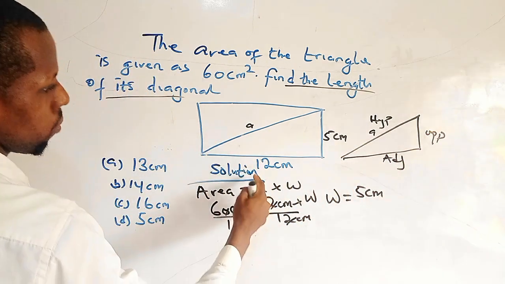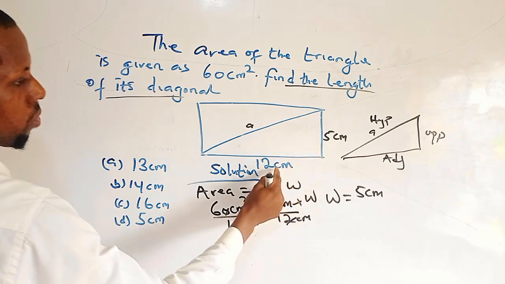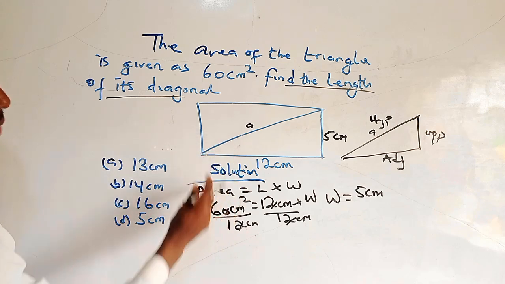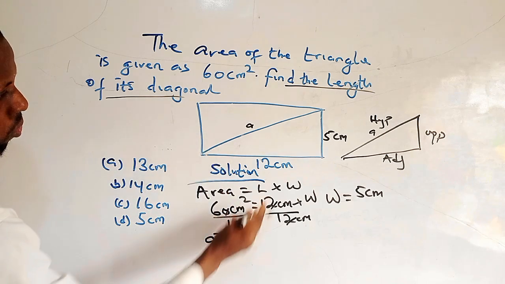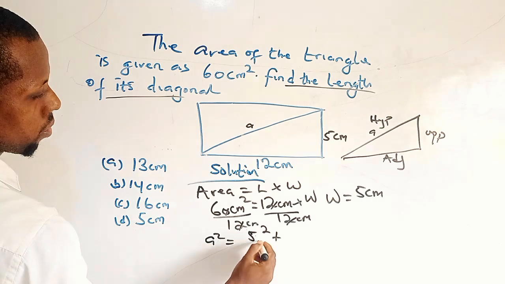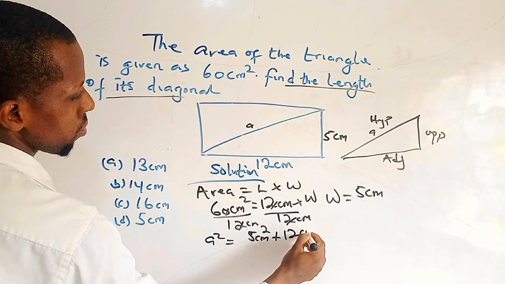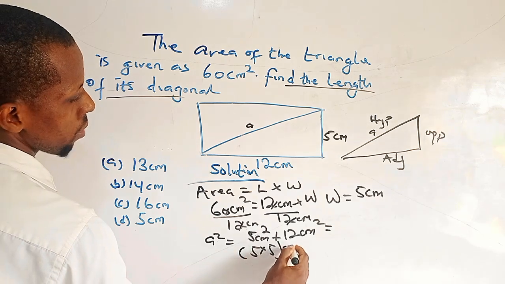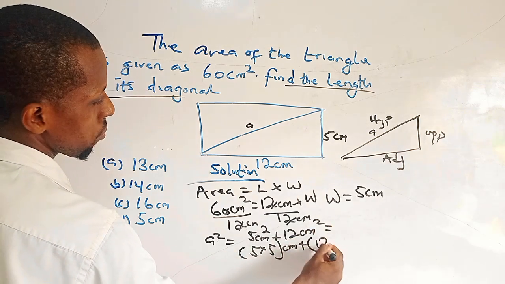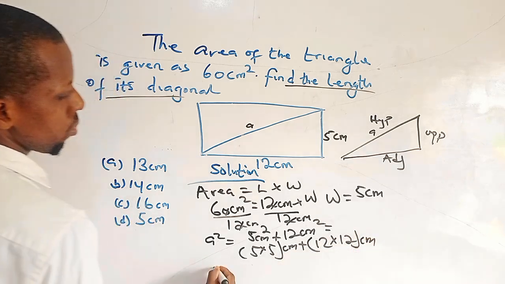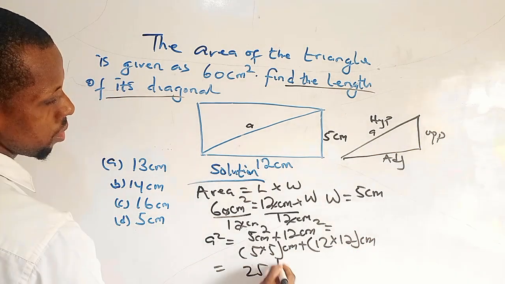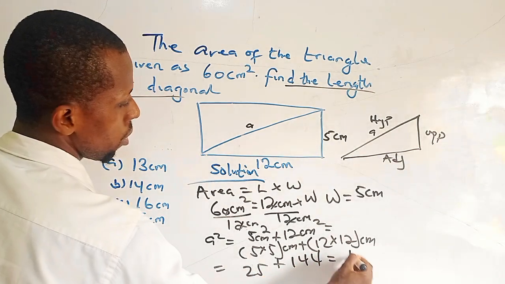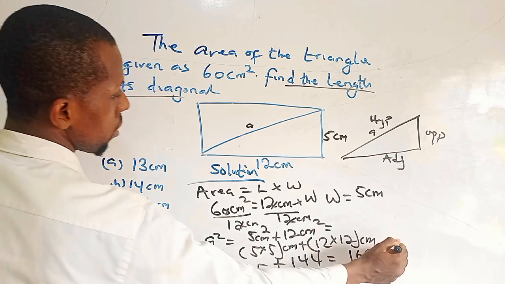So to get this now, we have to find the square of each side, sum it up and look for the square root to get the length of the diagonal. So we say A square equals 5 centimeters square plus 12 centimeters square. So 5 centimeters square is saying 5 times 5 centimeter, okay, plus 12 centimeters square is saying 12 times 12 centimeter. So from here, 5 times 5 is 25 centimeter, okay, plus 12 times 12 is 144 centimeter. So when we add up this, we have 169 centimeter square.